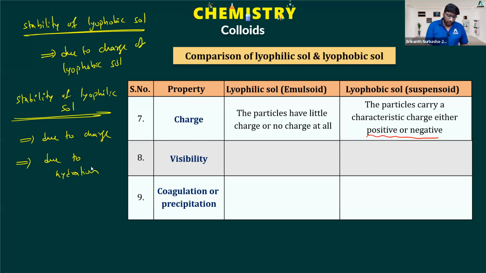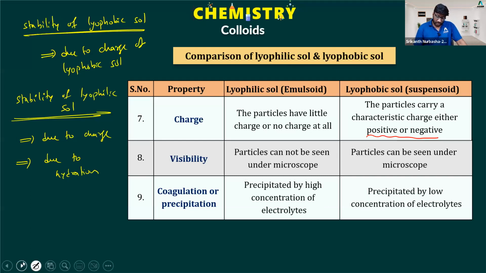So lyophobic sols are stabilized by charge. The reasons for charge are preferential adsorption or electron capture. Coagulation of lyophilic sol will happen only under a high concentration of electrolyte, whereas coagulation will occur at a low concentration of electrolyte for lyophobic sol. Why do I have to add a high concentration of electrolyte? Not only electrolyte; along with the electrolyte I have to add a suitable solvent also.